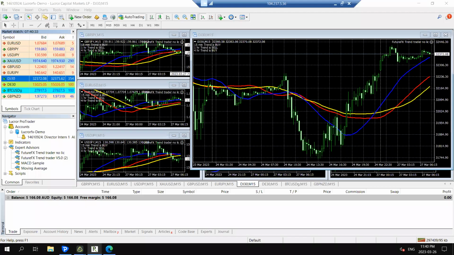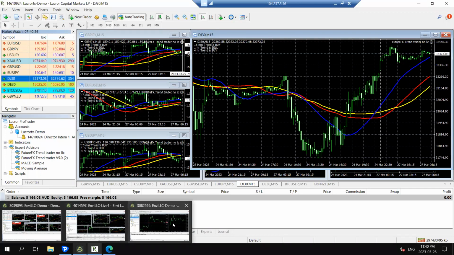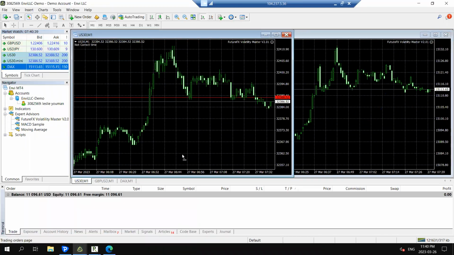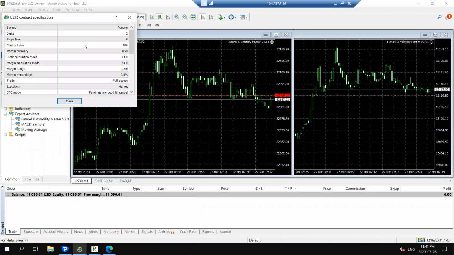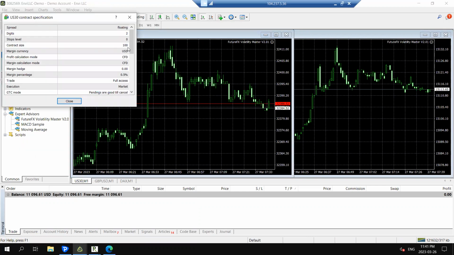different broker. Okay, this is the one I've been using for Volatility Master, but that doesn't matter. What matters is it's a different broker. This one is Envy FX broker, Envy LLC. So we already have UF30 up here. Let's come across here and find that in the Market Watch, open up specifications and have a look at the contract size, 100.